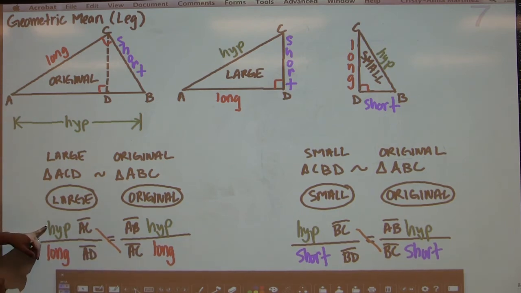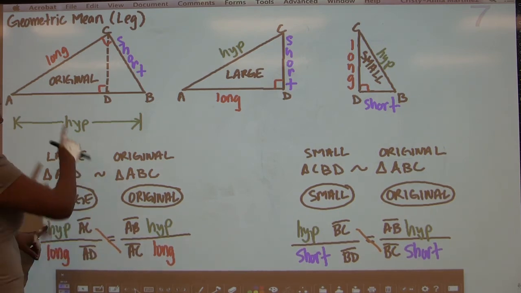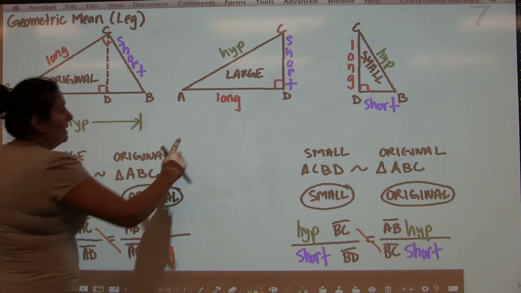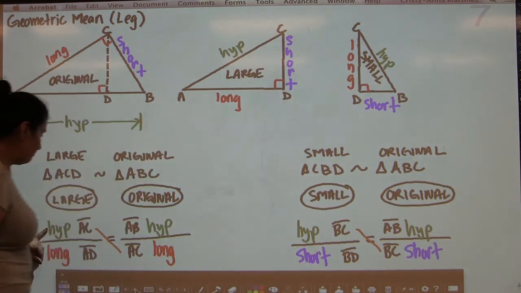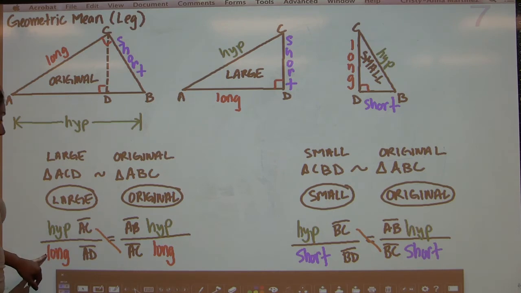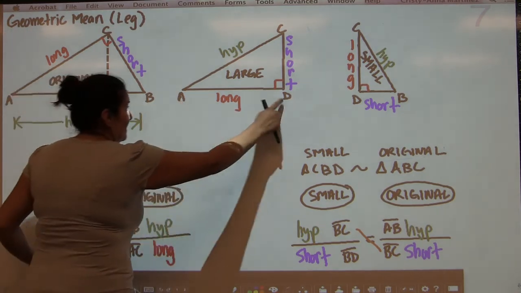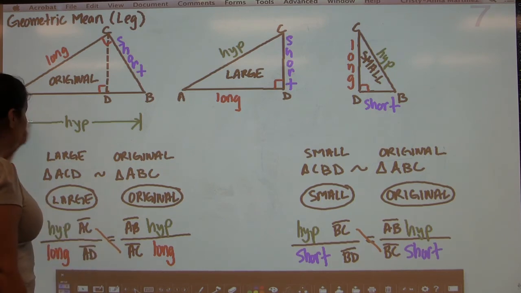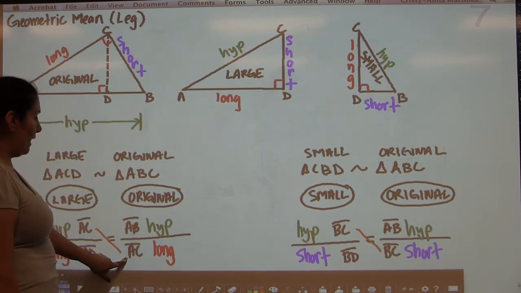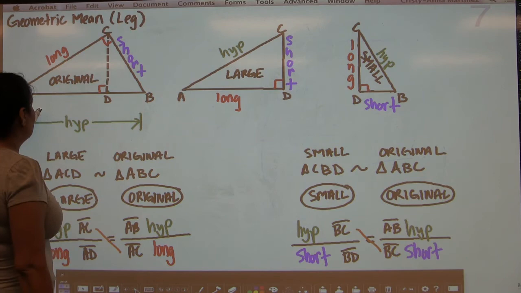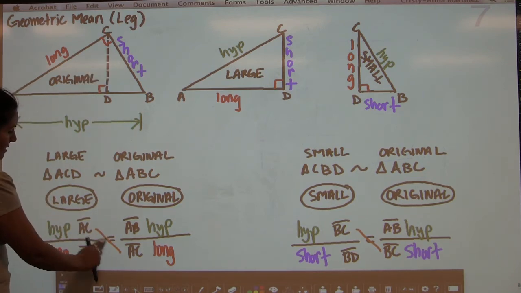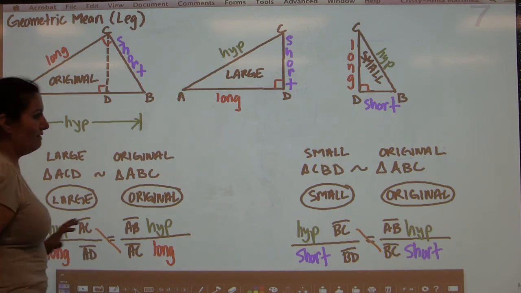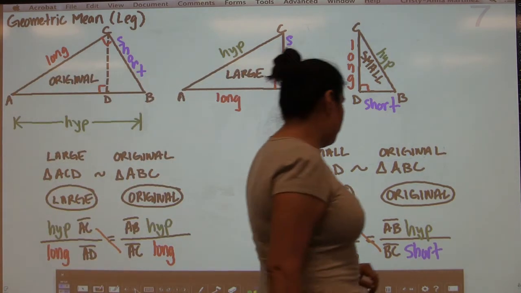So the hypotenuse of the large triangle, right here, is AC. So I've written that there. The long leg of the large triangle is AD. And then we have the hypotenuse of the original is AB, and the long leg of the original, which we said earlier, is AC. And so again, you have this geometric mean happening because these are the same segment. Okay, then we compare the small to the original.